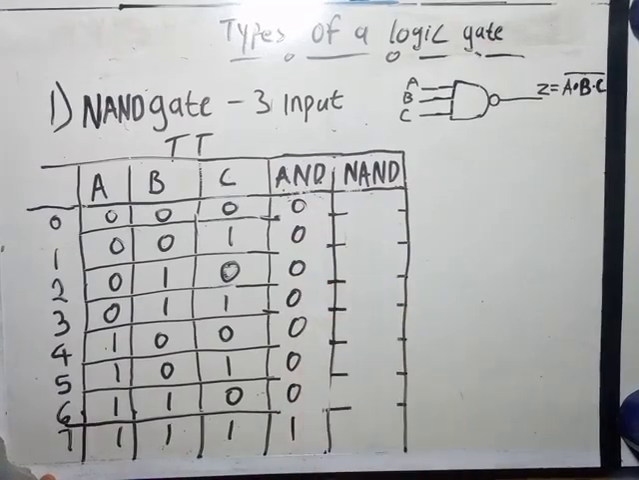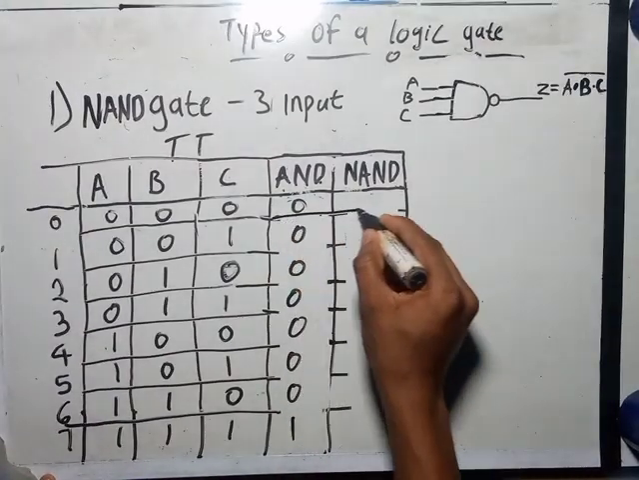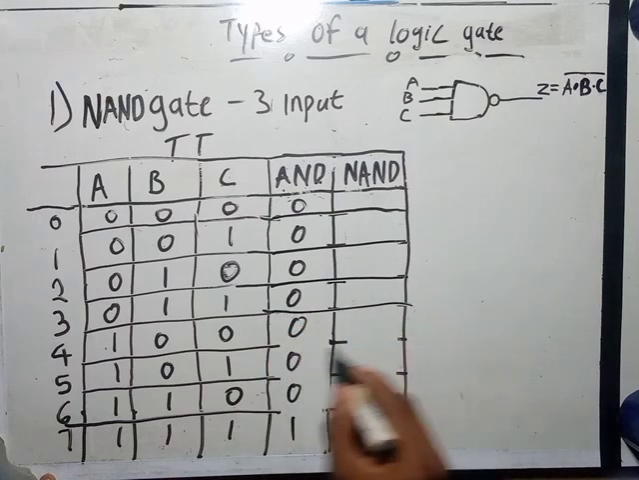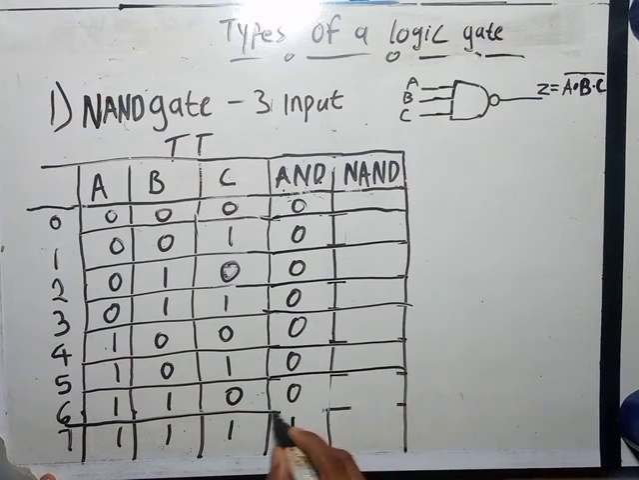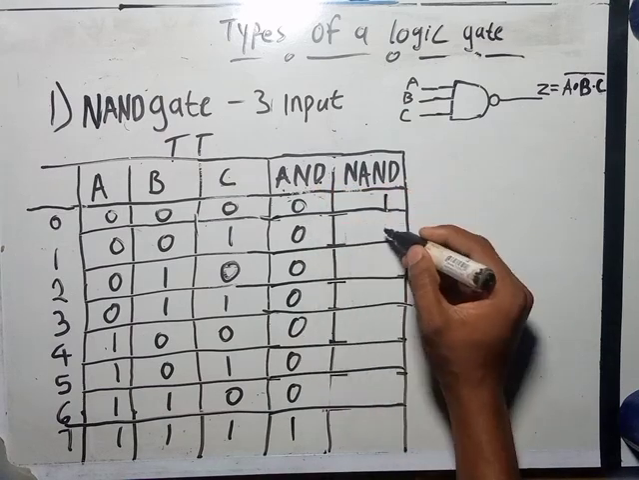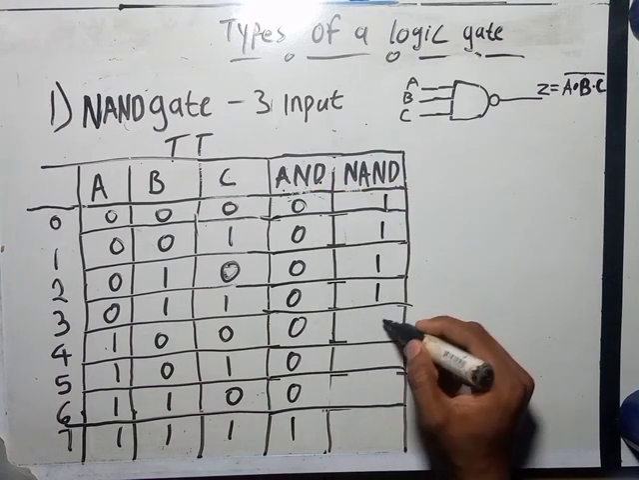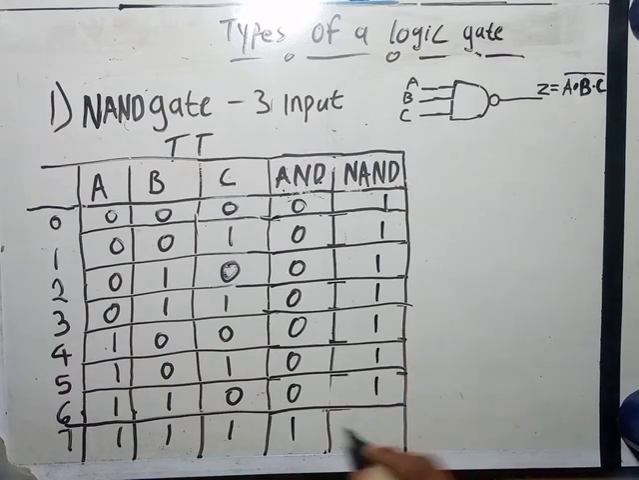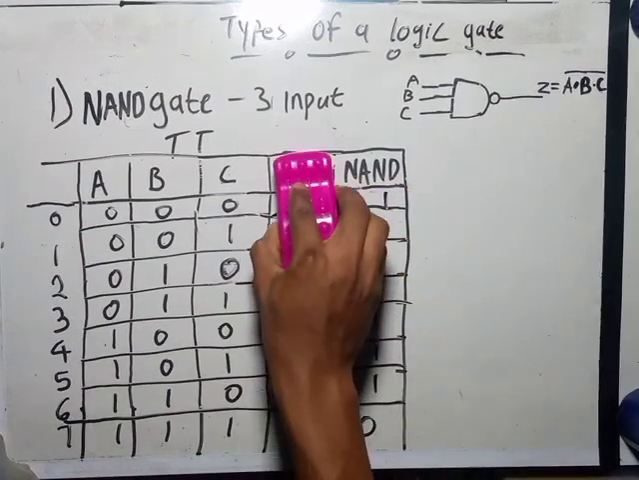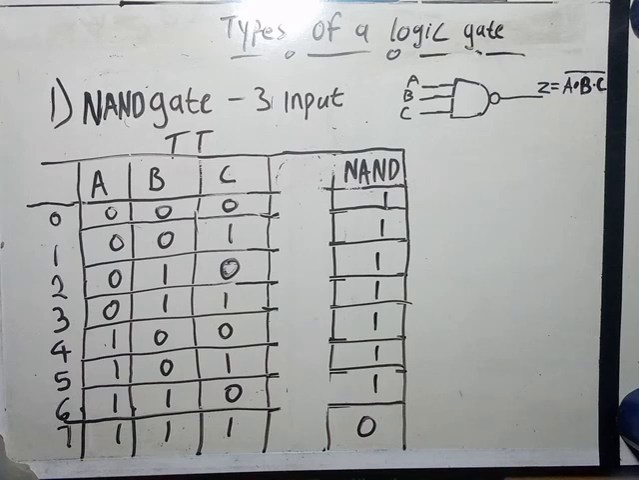So we have already gotten what our AND is. Now for us to get our NAND, we simply negate what the AND is. So the AND here is 0, so here will be 1 for this, 1, 1, 1, 1, 1, 1, and for this 0. So this is the outcome of our NAND gates.